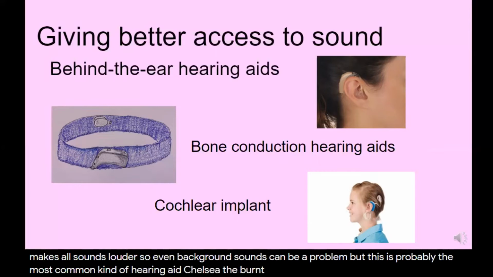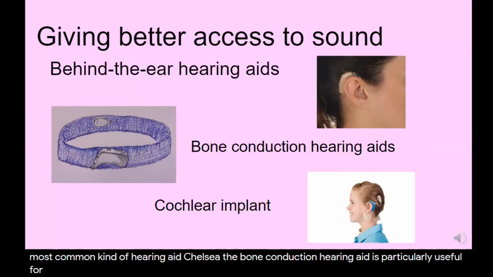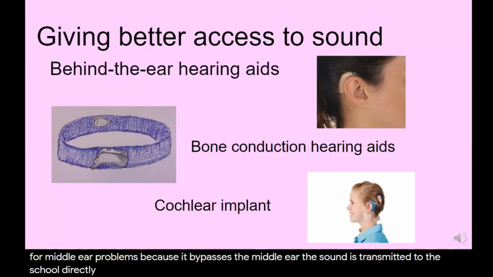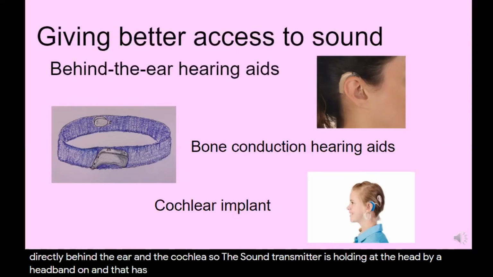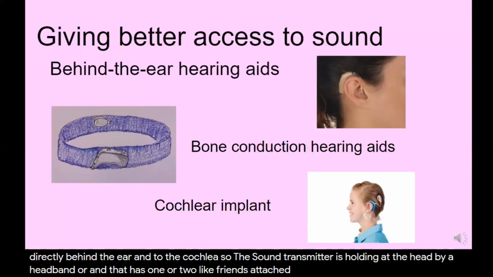The bone conduction hearing aid is particularly useful for middle ear problems, because it basically bypasses the middle ear. The sound is transmitted to the skull directly behind the ear and sent straight to the cochlea. So the sound transmitter is held against the head by a headband, and that has one or two microphones attached. That is usually a temporary solution. You can see the headband here.